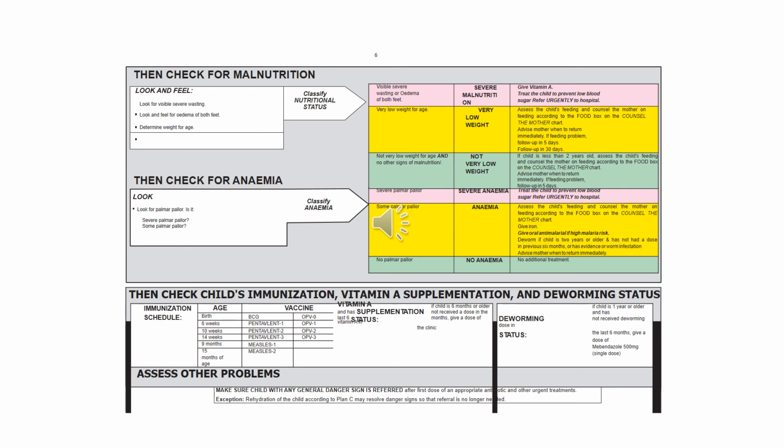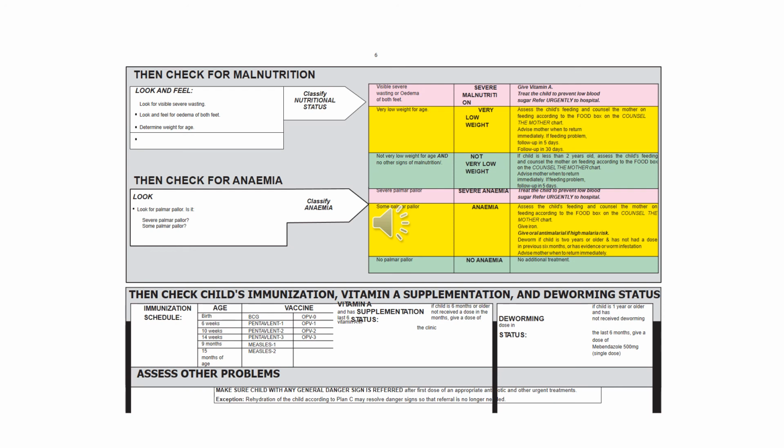Now, when the weight for height or length is -2 z-score or more, and the mid-arm circumference is 125 millimeter or more, this falls into the green zone, and this shows that there is no acute malnutrition, and you just have to counsel the mother on feeding according to the feeding recommendations which are given by the WHO.